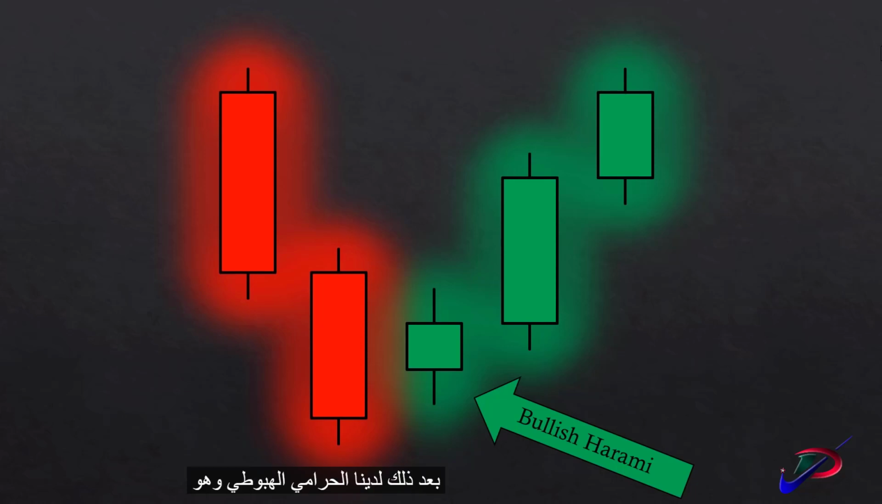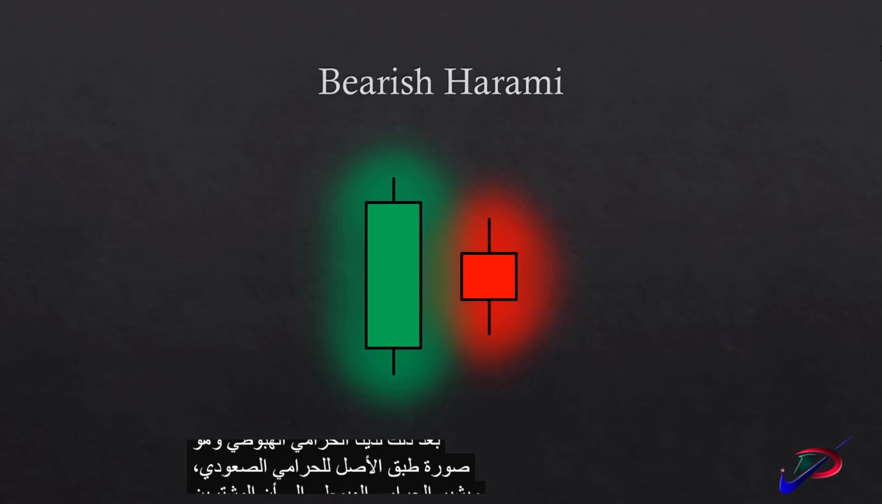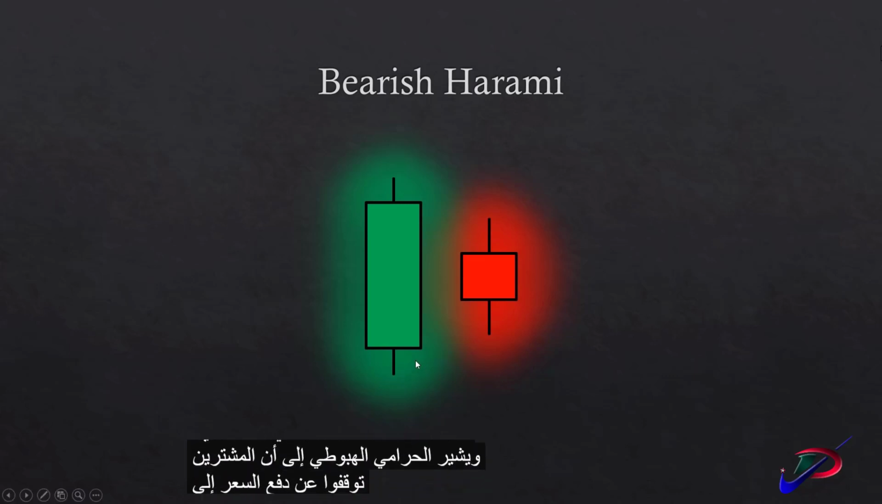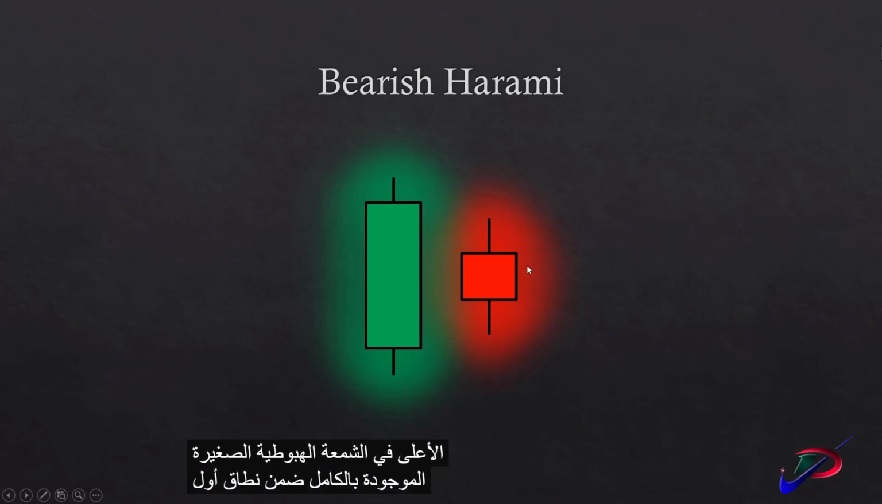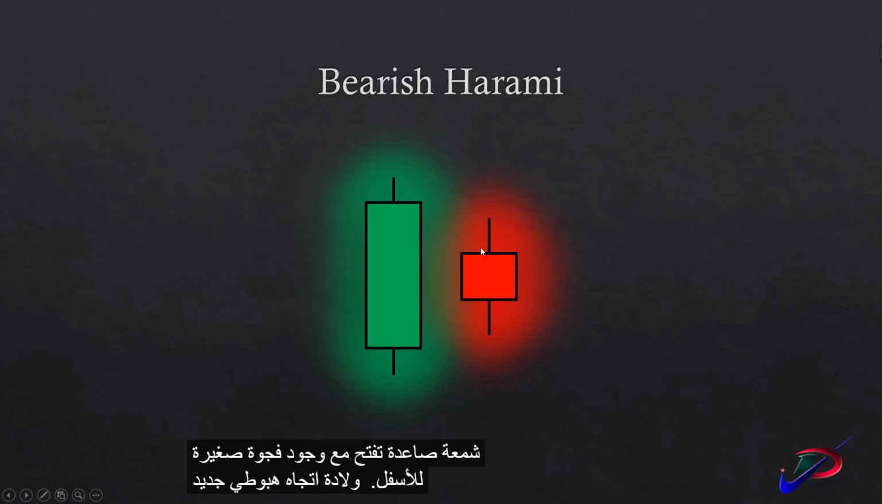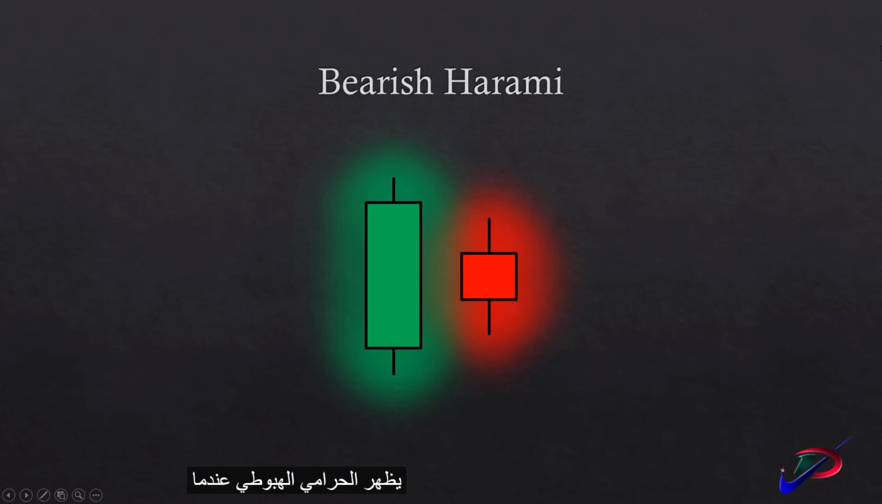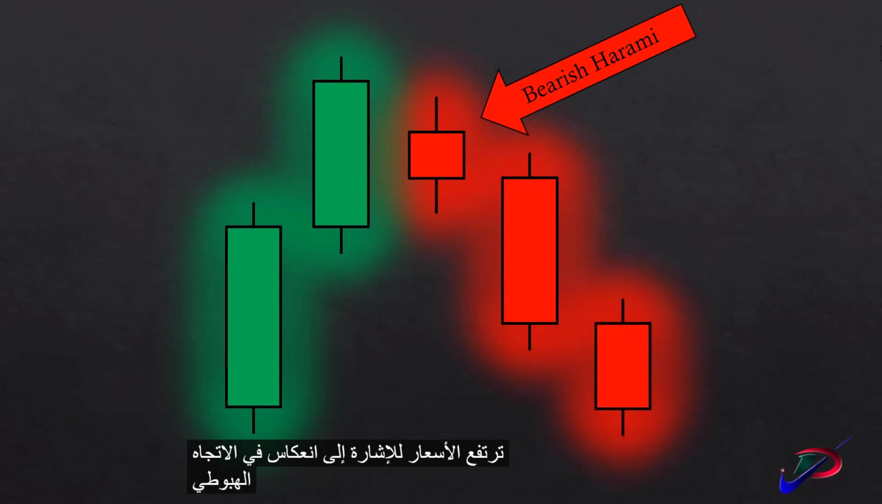Next we have the bearish harami, which is the mirror image of the bullish harami. The bearish harami indicates that buyers have stopped advancing price to the upside, and the small bearish candle fully contained within the range of the first bullish candle, opening with a small gap down, implies the birth of a new downward trend. The bearish harami appears when price is going up in order to signal a reversal to the downside.